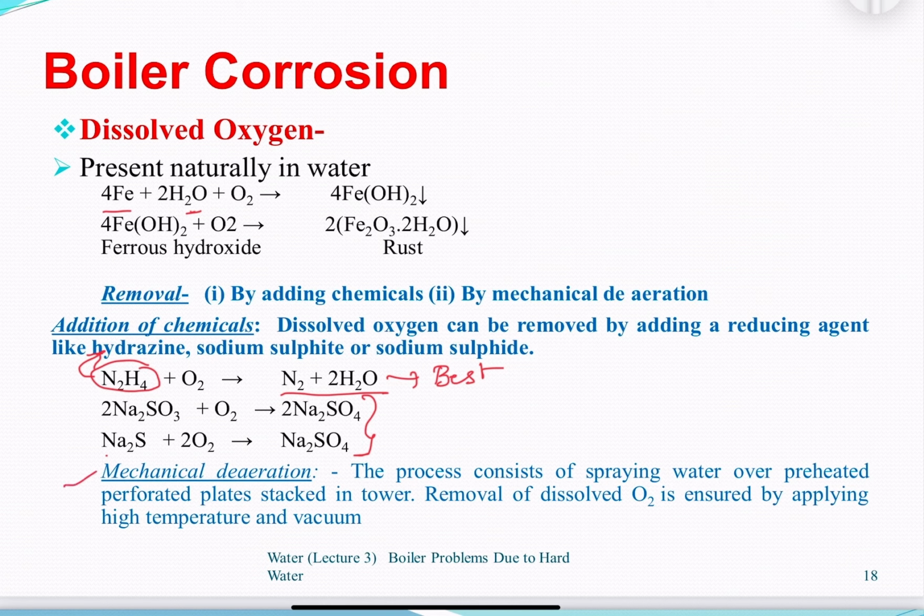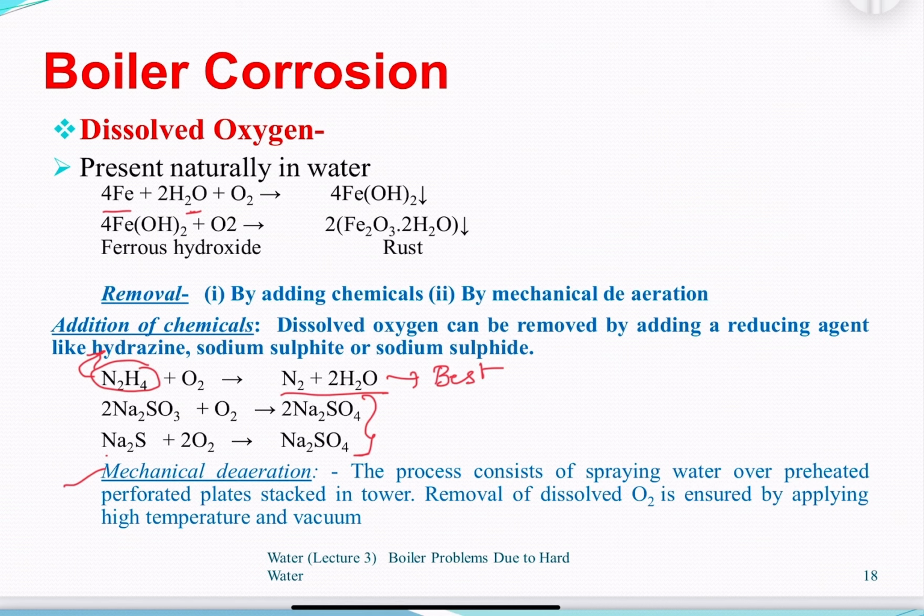Another technique is mechanical de-aeration. You can spray water on preheated plates. As a result, when the temperature increases, the solubility of gas in water decreases. So the oxygen will escape and be removed from water.